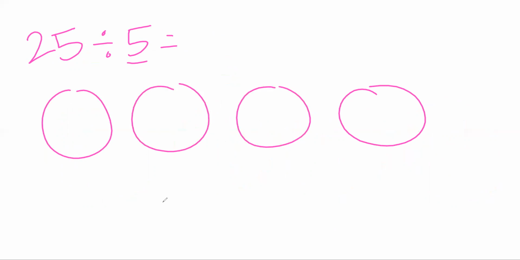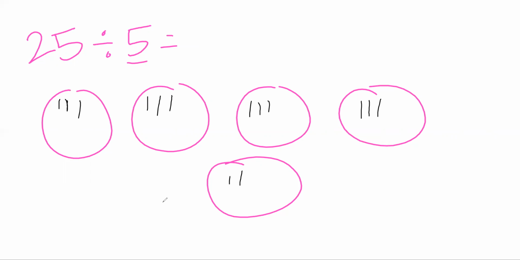Let's see here. Let's take 25 and divide it by 5. Right? Okay. So, right, here's my circles. So I need 5. 1, 2, 3, 4, 5. Now let's distribute the 25 out. Right? So 1, 2, 3, 4, 5, 6, 7, 8, 9, 10, 11, 12, 13, 14, 15, 16, 17, 18, 19, 20, 21, 22, 23, 24, 25.